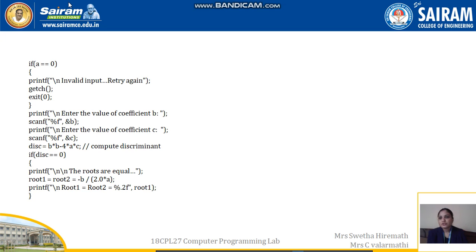Next is printf, enter the value of coefficient b. The b value is also read, and next the value of coefficient c is also read. Once we know all three values, a, b and c, we go on to calculate the discriminant value. The discriminant value is obtained by b square. We cannot write it directly as b square.